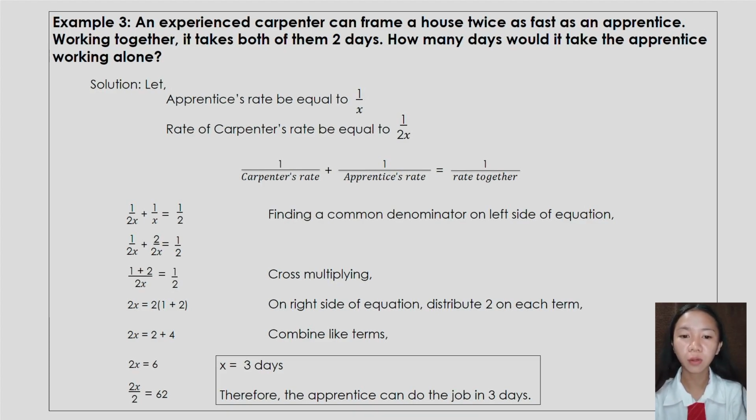Then we can combine like terms. 2x equal to 2 plus 4, and that will be 2x equal to 6. After that, we divide: 2x over 2 equal to 6 over 2. And then x will be equal to 3 days. Therefore, the apprentice can do the job in 3 days.